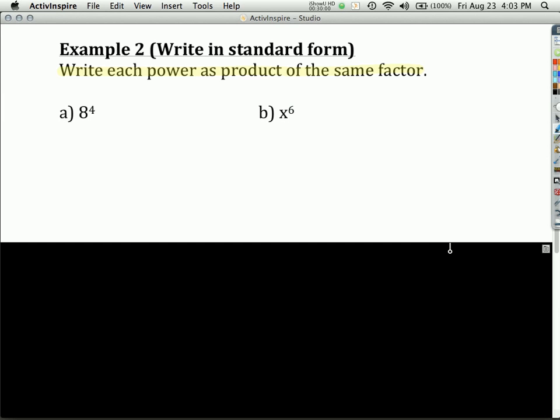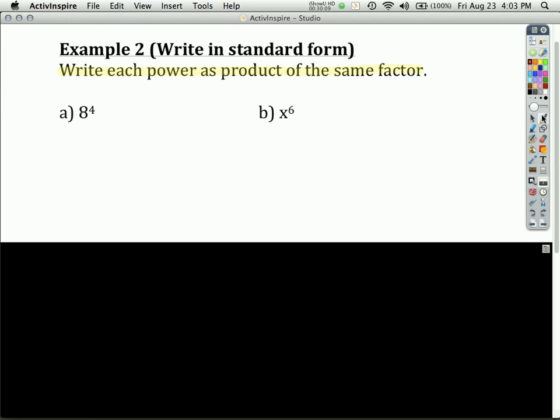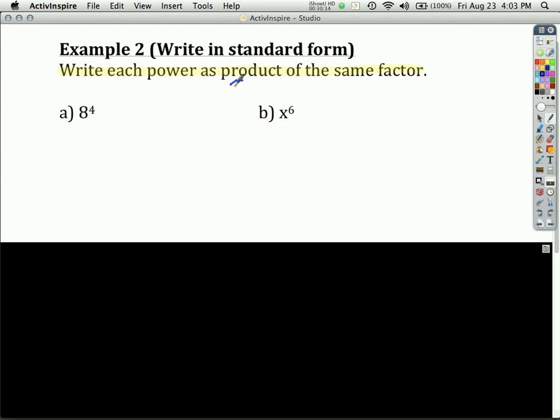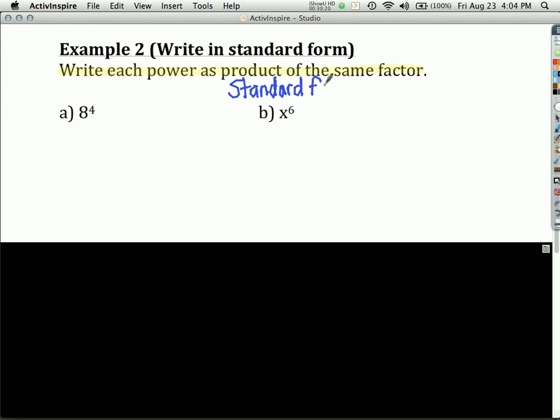Write each power as a product of the same factor. That's a fancy way of saying standard form. It's a fancy way of saying write it in expanded standard form. Remember, standard form is without exponents. So how could we rewrite 8 to the 4th power without exponents? How would we write that? Michael? Very good. 8 times 8 times 8 times 8.